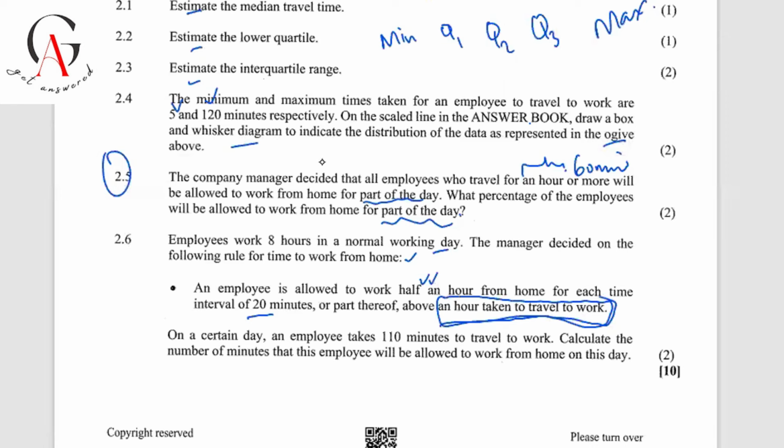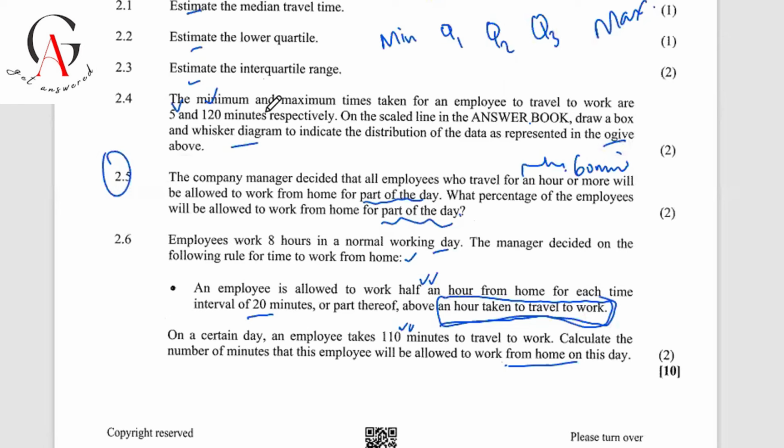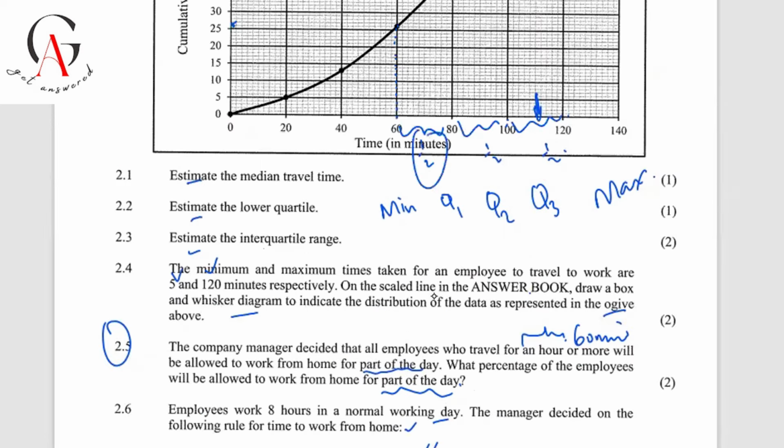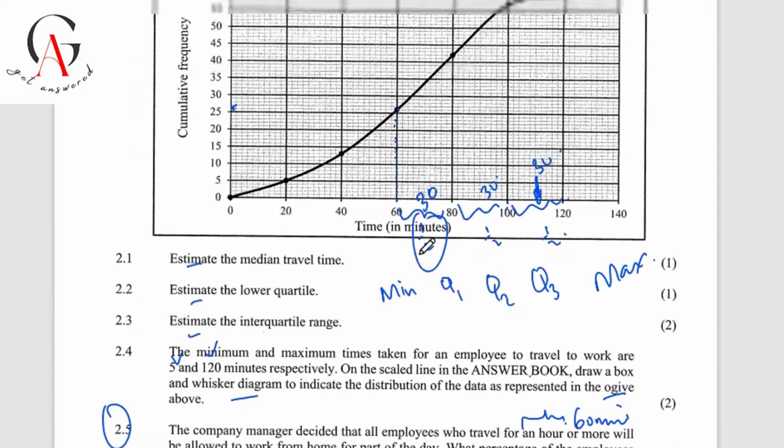Then the question is asking us that on a certain day, there's an employee that takes 110 minutes to travel to work. Calculate the number of minutes that this employee will be allowed to work from home on that particular day. So 110 falls within this category of 100 to 120, okay? The section of part thereof simply means even if it's not a full 20 minutes, but just part of the 20 minutes, you still qualify for the half an hour. So how many minutes? We have half an hour, which is 30 minutes. That's another 30, and then that is also going to be another 30. So we can say we have 30 times 3, which gives us 90 minutes. Okay, so that is question number 2.